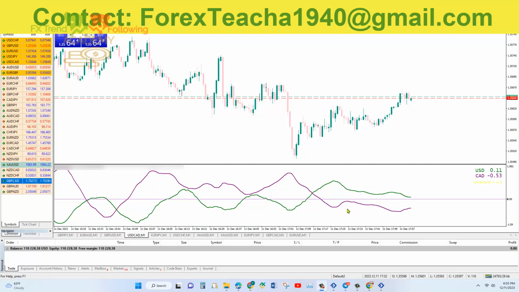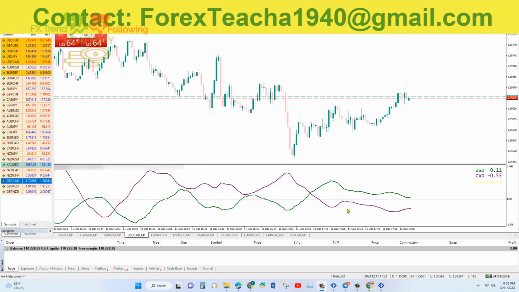So if the base currency crosses above the cut currency, I'm only looking for buy signals. Like in this case, they cross each other right here. Right. So I'm only looking for buys from that moment going forward, which is here.